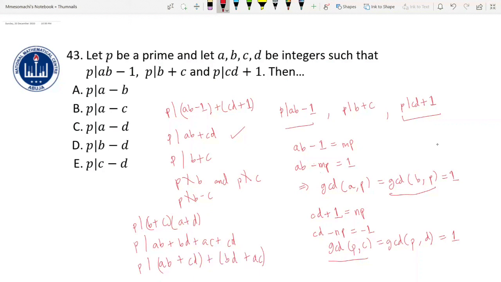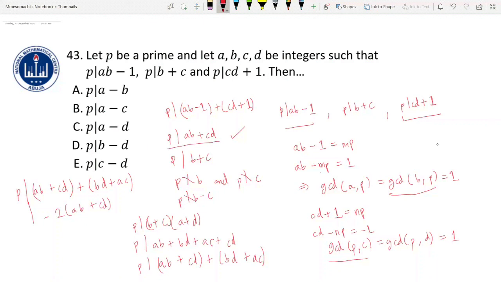Now we see that we have AB plus CD here, and we have AB plus CD here. So we can manipulate this to get some more things that P can divide. So P divides AB plus CD plus BD plus AC minus 2 times AB plus CD. And we can do this because we already have that P divides AB plus CD.